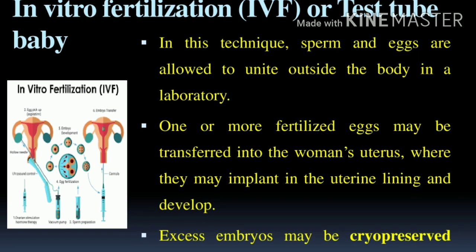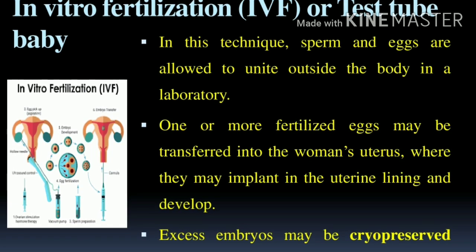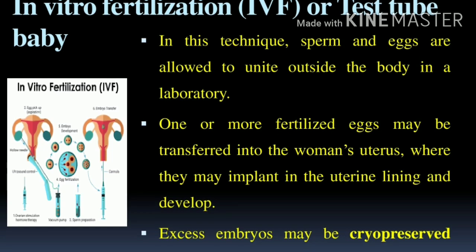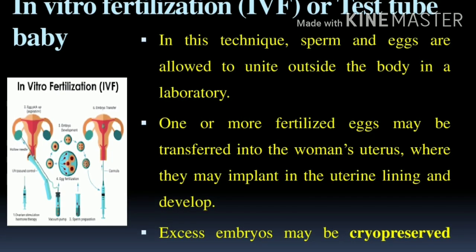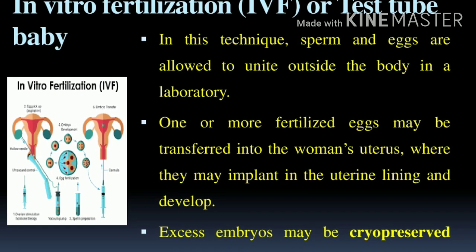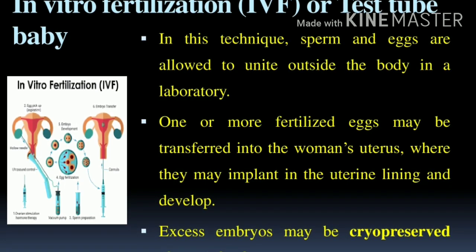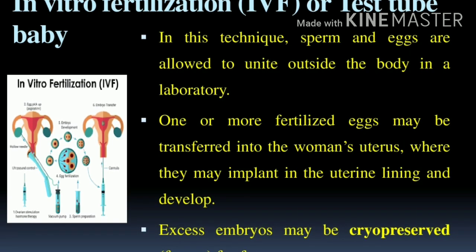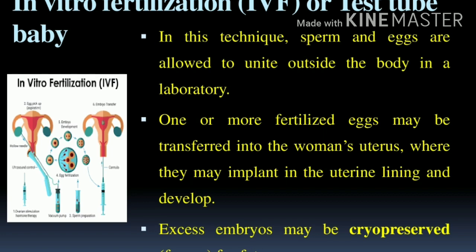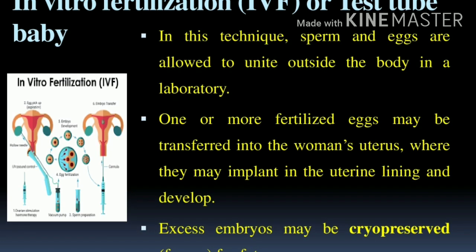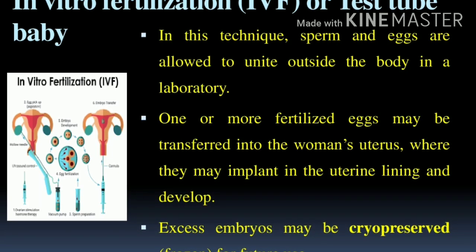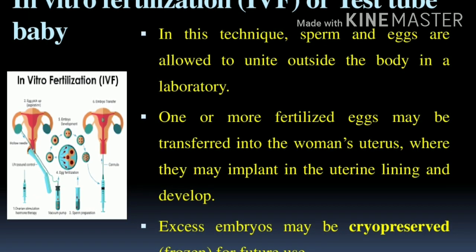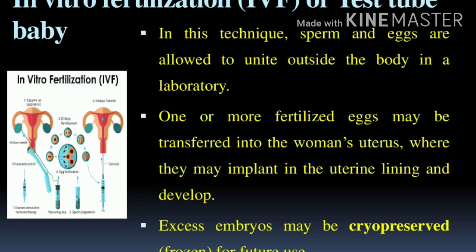Now we obtain one or more fertilized eggs. These fertilized eggs are obtained in laboratory conditions, and only one or more fertilized eggs are transferred into the woman's uterus. What comes after fertilization? Next is implantation. The implantation occurs in the uterine lining and the embryo develops. Some of the excess embryos can be preserved for future use.